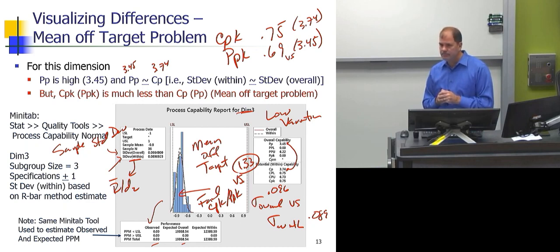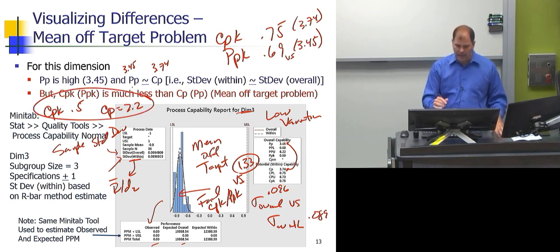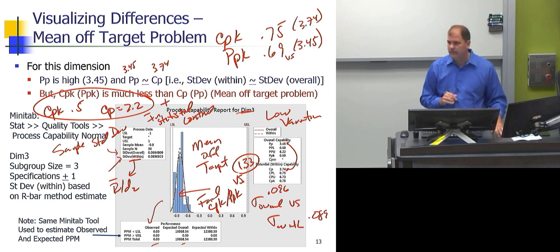We all right? Instead of me giving you a picture, I could just say, you know what? CPK is 0.5 and CP is 2.2. And I could tell you that the process is in statistical control. If I did that, you'd basically say I have a mean problem. I've got low variation, I'm in control, but I have a mean deviating, which is why I'm not meeting my threshold. Questions for me?